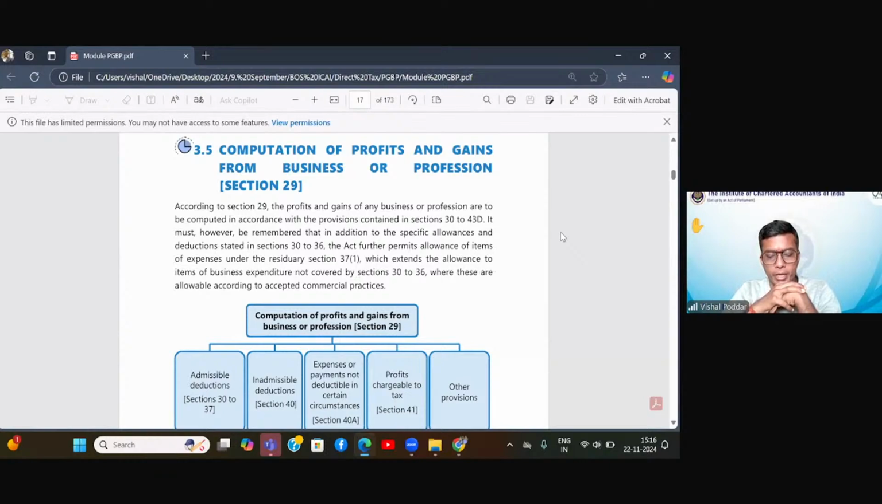Then comes Section 29. What does 29 say? 29 simply says that while computing PGBP income, you have to follow the sections from 30 to 43. In other words, it is only a guiding section. It is not telling you what to include, what to exclude, what will be allowed, what will be disallowed. It simply says that while computing PGBP income, you will be following the further sections, right?